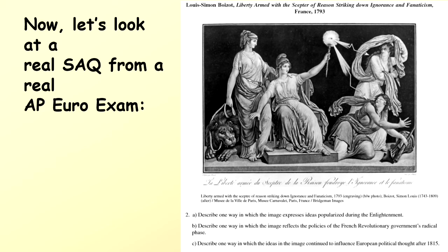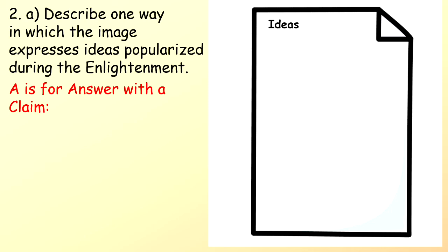And part C says, describe one way in which the ideas in the image continued to influence European political thought after 1815. So notice the first thing you should see is the 3 different time periods. Part A deals with the Enlightenment. That was before the French Revolution. Part B deals with the French Revolution specifically with regard to its radical phase. And then Part C, it takes place after 1815 when the French Revolution and the Age of Napoleon are over. So let's take each part and go through the process of how you answer the question using ACE.